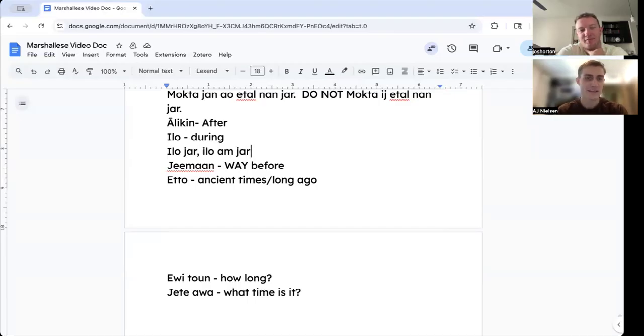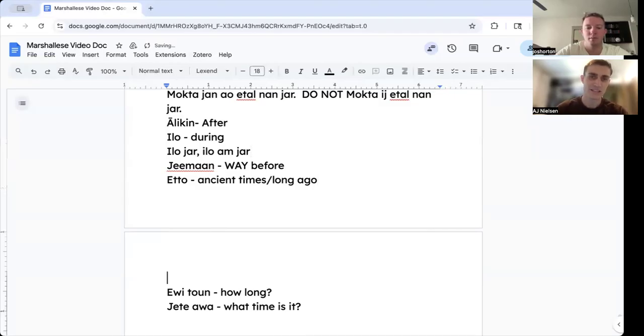Eto can be used in a similar fashion, but it kind of has more meaning there, like anciently. Kajineto means language, ancient language. So Eto is anciently or just a long time ago. Josh, what was that other use we were talking about before?